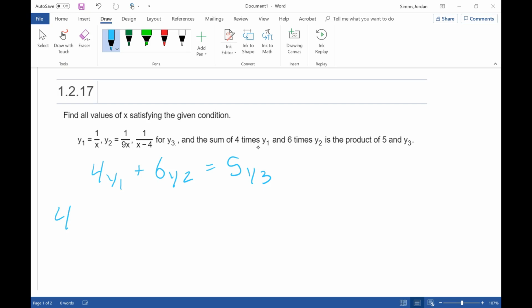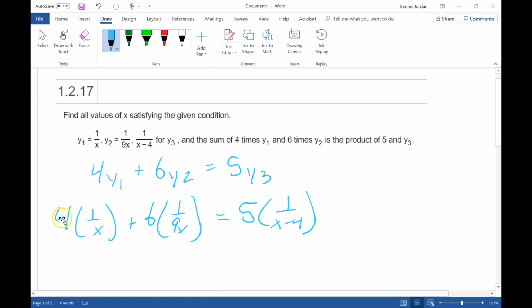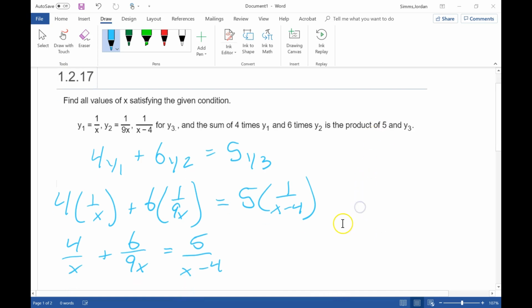Now what I'm going to do is sub in what I know. So y1 is 1 over x, plus 6 times 1 over 9x, equals 5 times 1 over x minus 4. All right, so we'll just multiply those out. Now remember, when we multiply, we can divide and then multiply, or multiply then divide, which is what we're going to have to do here, right? So 4 times 1 is going to be 4 over x plus 6 over 9x. We'll just leave that for now. And that's going to equal 5 over x minus 4. All right, so far so good.